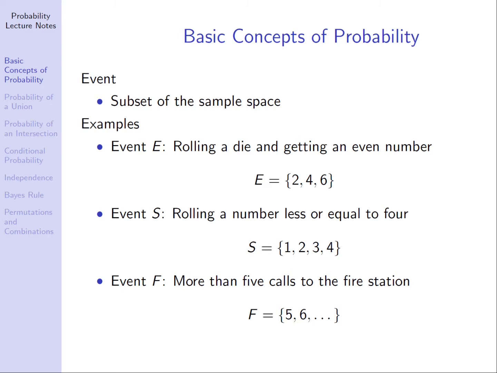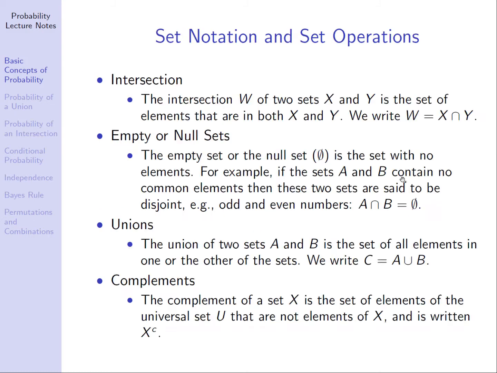Now, to visualize the concept of sample space, events, and subsets, we can use Venn diagrams. Now, before we use Venn diagrams, we need to define certain set notation as well as set operations. The set notations and the set operations that I would like to talk about are what are called intersections, empty or null sets, unions, and complements. Now, let us first consider intersections and unions.